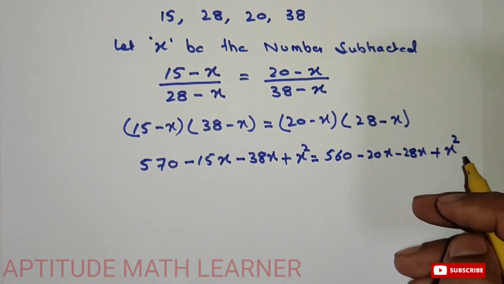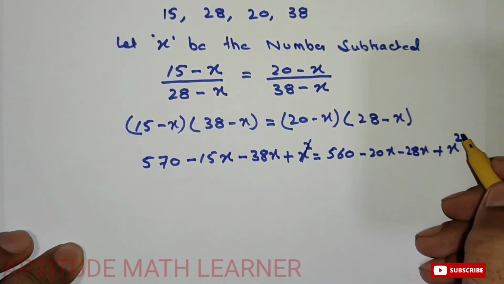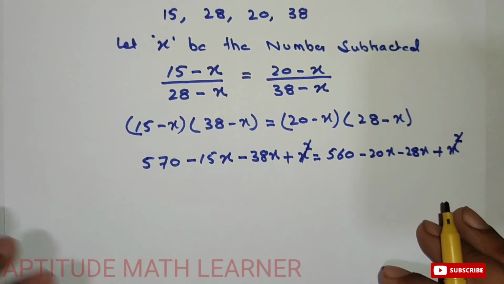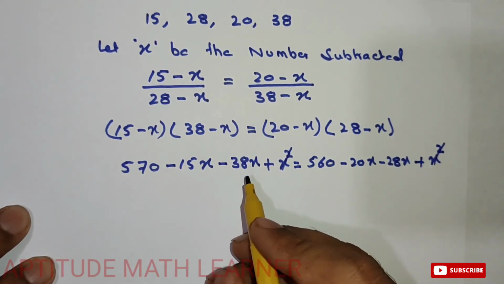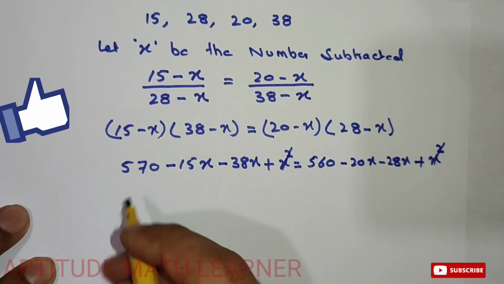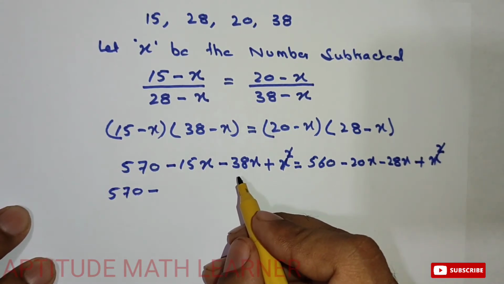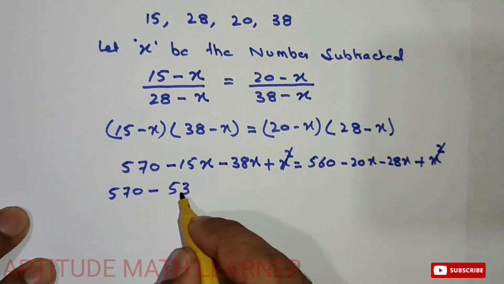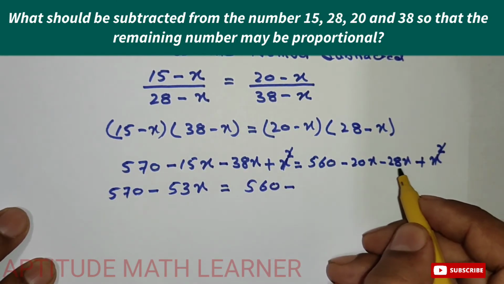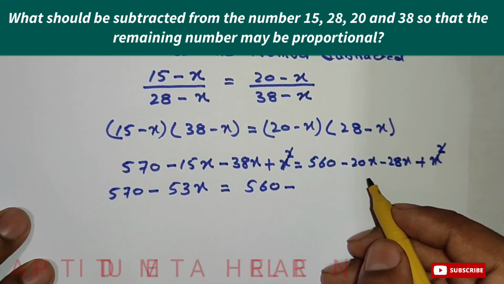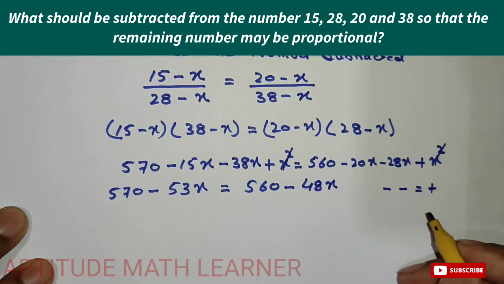I hope till here you have completely understood. So here we know that this is plus x square and goes this side, becomes minus, so these x square and x square we cancel out with each other. And now if you see, this is minus 15x minus 38x, so this becomes 570 minus, and minus 15 by minus 38, so it becomes plus, and this becomes 53x is equal to 560 minus, minus 20 and minus 28, so it becomes minus 48x. We know that minus into minus is plus.